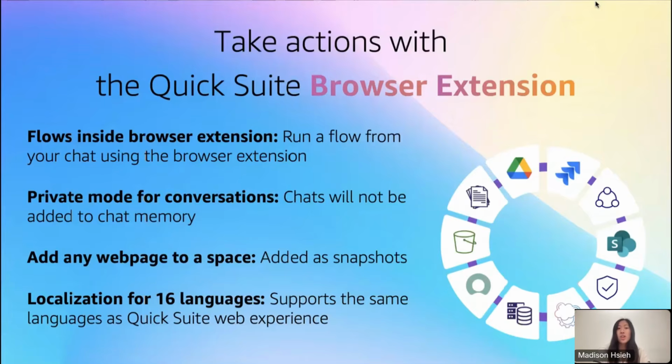You're also able to turn on private mode. So if you want to keep privacy within your chat agent and don't want it to be saved to the chat memory, you're also able to do that. You can also add any web page to a space. So if you use a snapshot, you're able to add any of the web pages from your browser extension to an existing space. That helps bring in more context for data. And then we also added localization of 16 different languages, which will be the same languages that you'll see in your QuickSight web experience. And so those are the actions that you can take now with your browser extension.